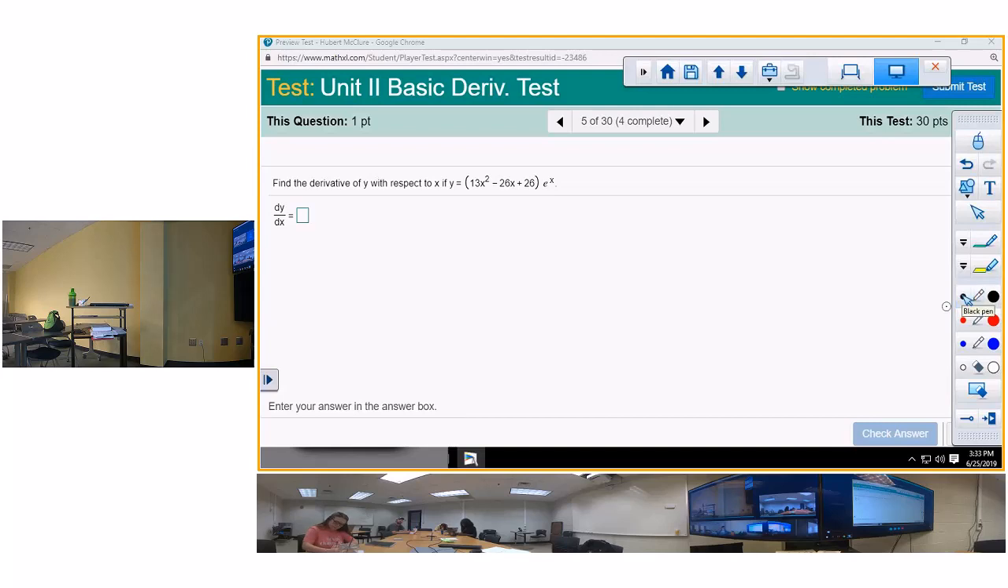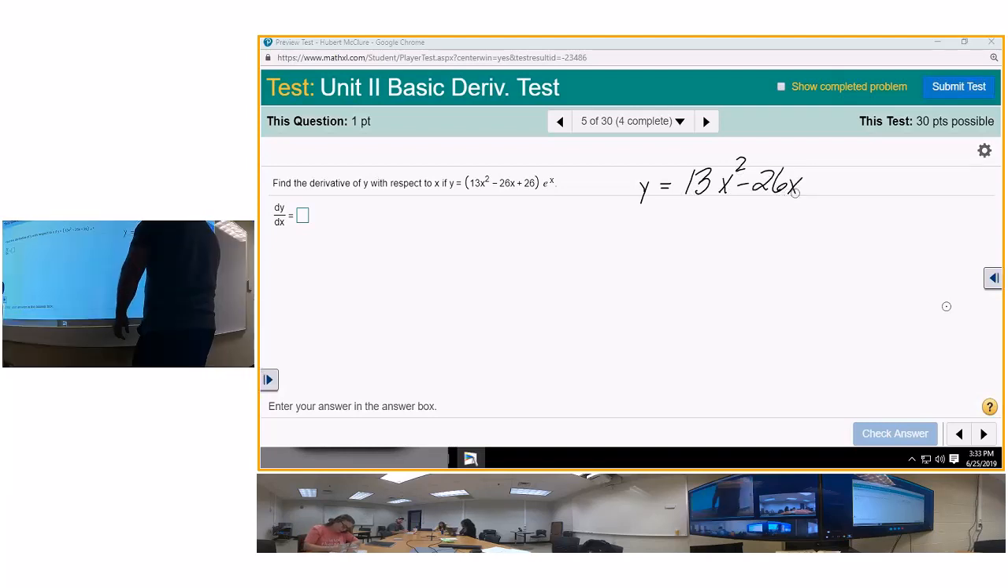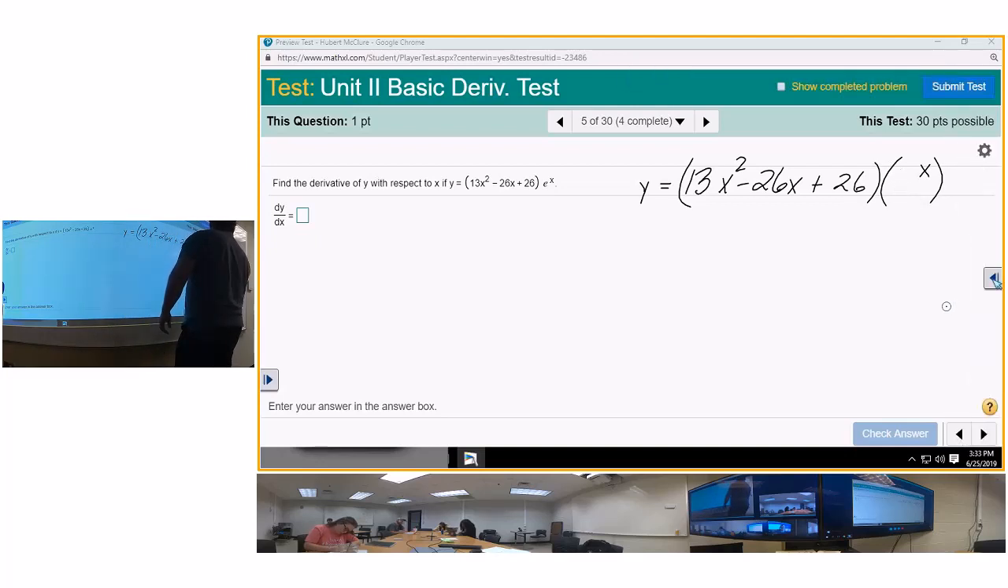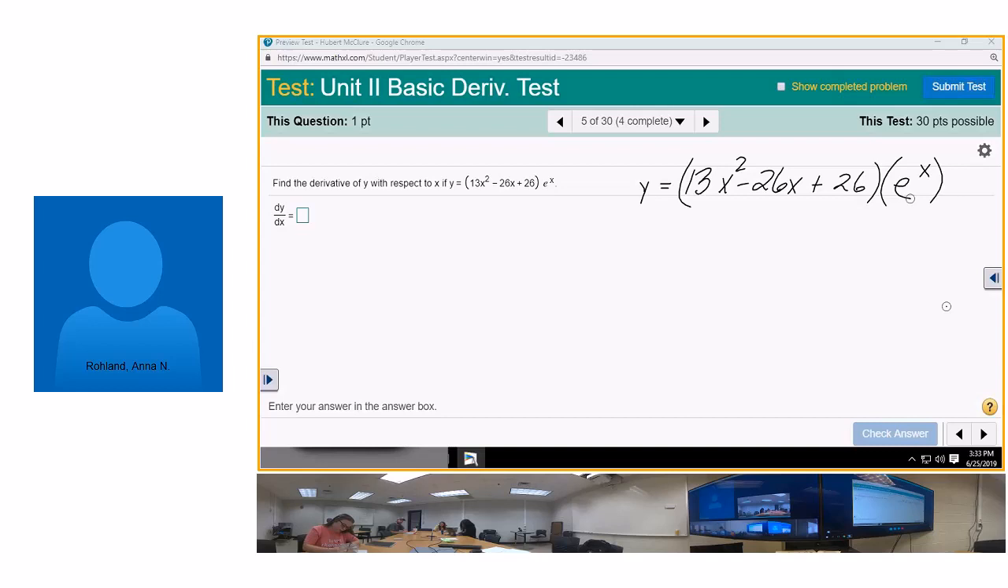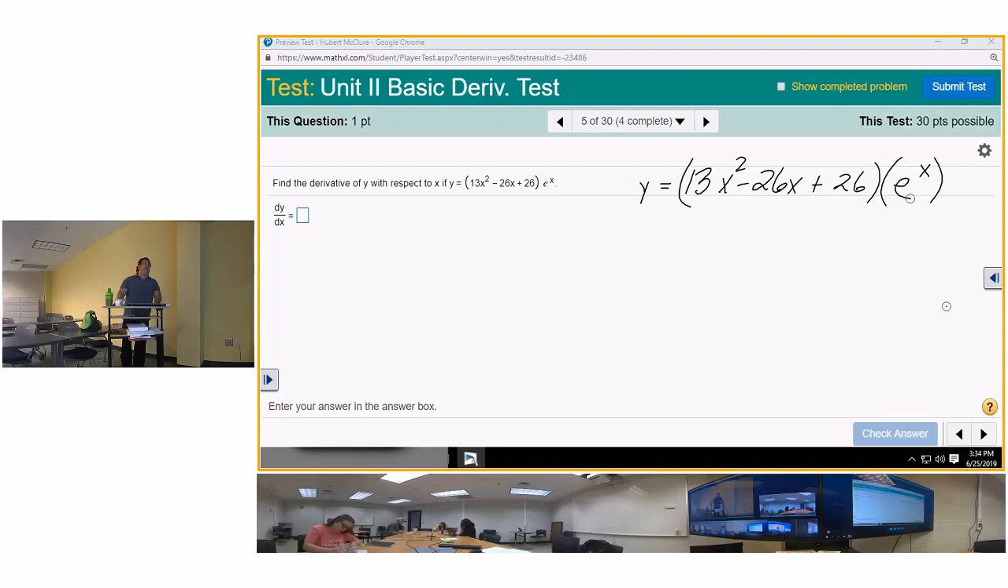Y is equal to 13x squared minus 26x plus 26 times e to the x. All right, go to it. What rule are you going to use? Chain. No, not chain rule. It does have parentheses. I realize that. Product rule, because it is multiplication. Put your little multiplication symbol between those parentheses. This is the product rule.